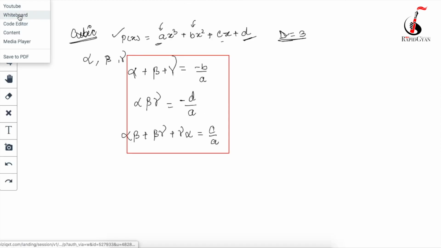Let me go to the new whiteboard. So what was your equation? Your equation was 3x cube minus 5x square minus 11x minus 3. So I will just write it: the polynomial p(x) is equal to this. And what are your zeros? The value of alpha is equal to 3, the value of beta is equal to minus 1, and the value of gamma is equal to minus 1 by 3.